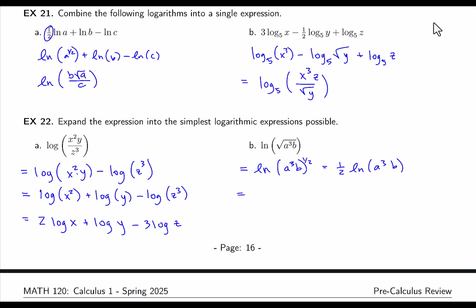Now I have two pieces inside the argument that are multiplied, so I can split that up into two separate logarithms. Now I do have to be careful because this 1/2 is still going to apply to both logarithms. So I'm going to put this in a second set of parentheses.